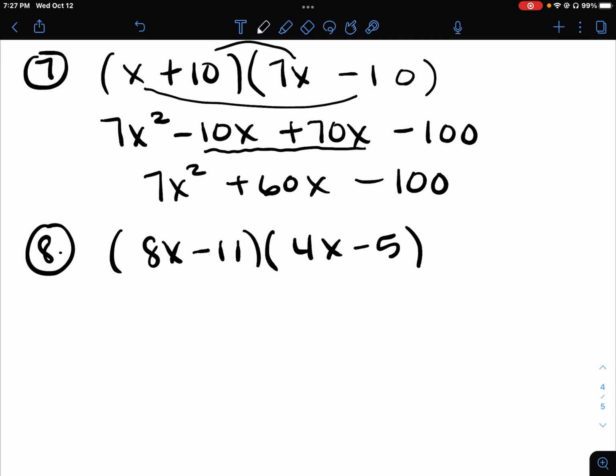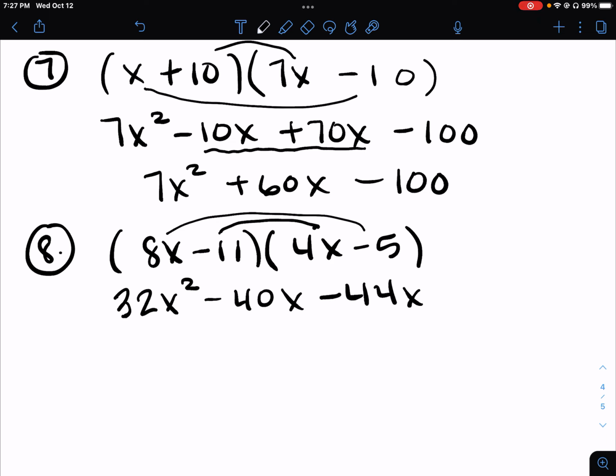Okay, these are also 2 and 2, so that is FOIL. First, 8x times 4x. Outside, 8x times negative 5. Inside, negative 11 times 4x. Last is a negative 11 times negative 5. Minus 40 minus 44 is minus 84.